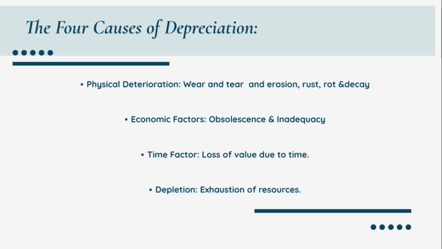The second cause is the economic factor. This is when a business puts down assets that are in good condition because of two main factors. The first is obsolescence, where society is being advanced and technology is being advanced, or other types of progress. The other factor is inadequacy.